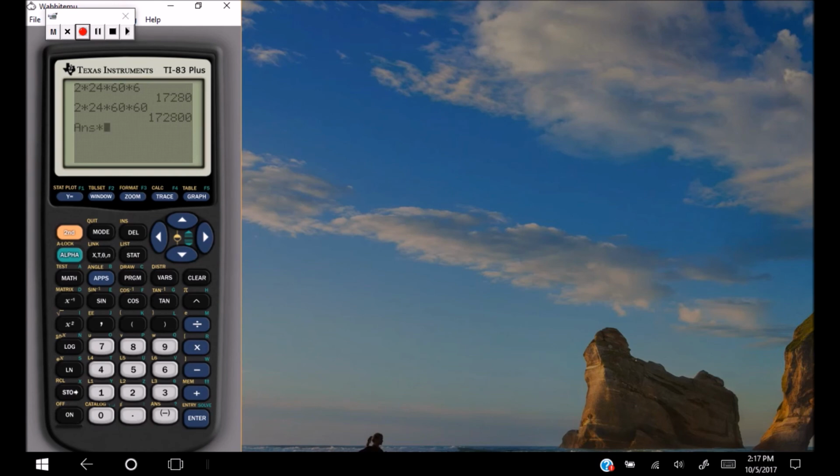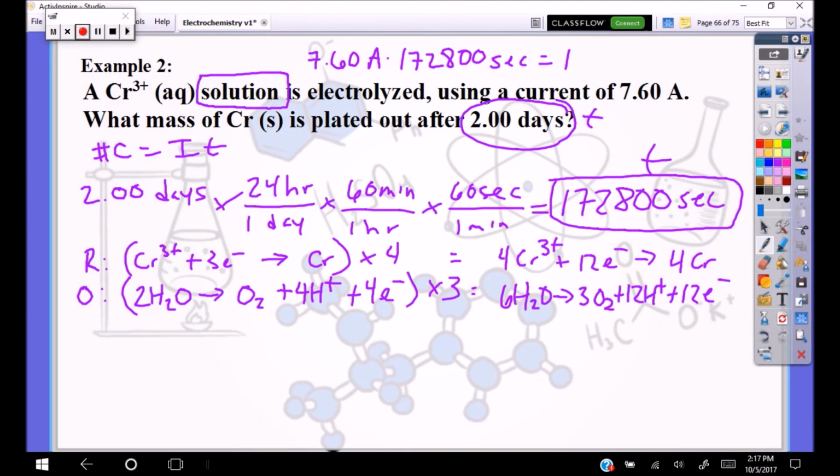So this times my current, which is 7.6. Oh my gosh, large number of coulombs. It's just over a million coulombs of charge. So 1,313,280 coulombs. All right. Now we have to do our big conversion step. Again, we're not rounding anything till the very end because we'll account for sig figs then.